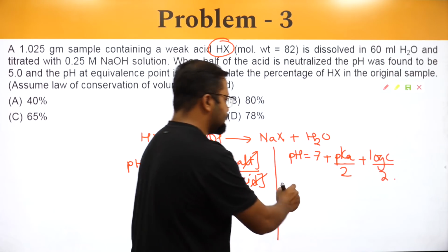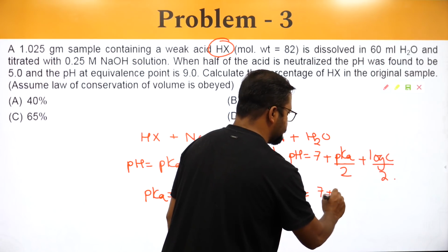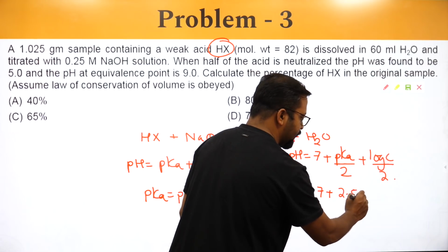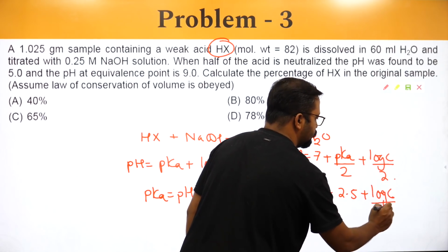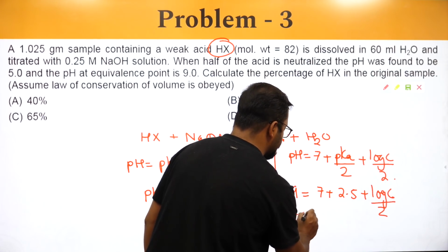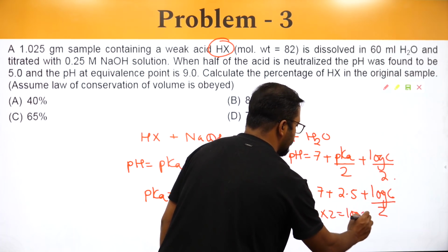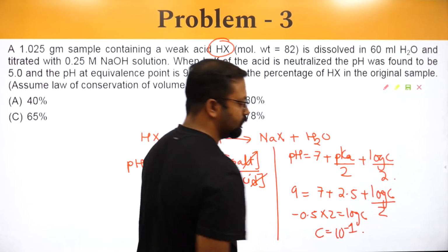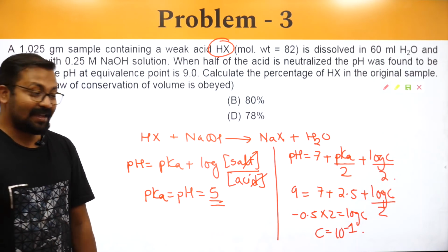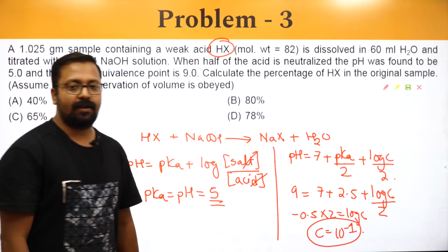Okay. pH is given as 9. I will incorporate these values. So 7 plus pKa is 5, that becomes 2.5 plus log C by 2. So this will become minus 0.5 times 2 is equal to log C. So C turns out to be 10 raised to minus 1. So हमारा result क्या निकला? Concentration of salt is 10 raised to minus 1.